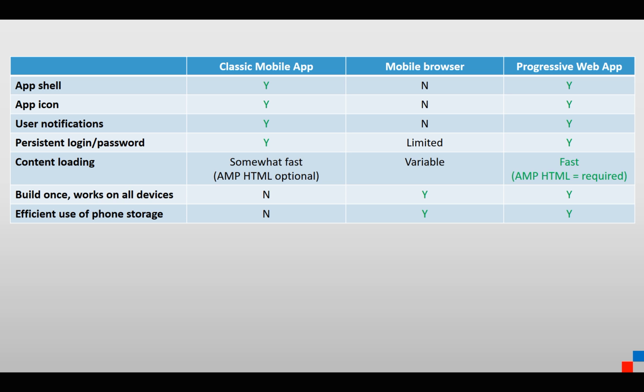Progressive web apps are fast because they require AMP. It is not allowed to do a progressive web app if the content is not running AMP HTML. So that guarantees a fast user experience, in addition to the fact that the shell is already loaded.